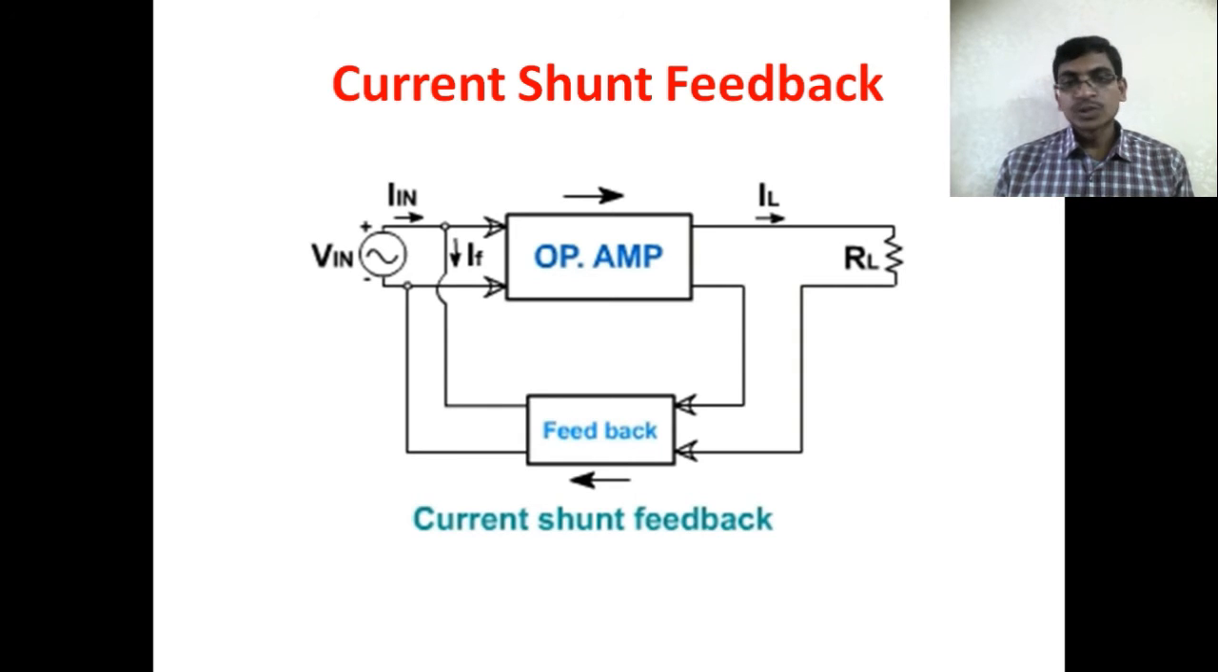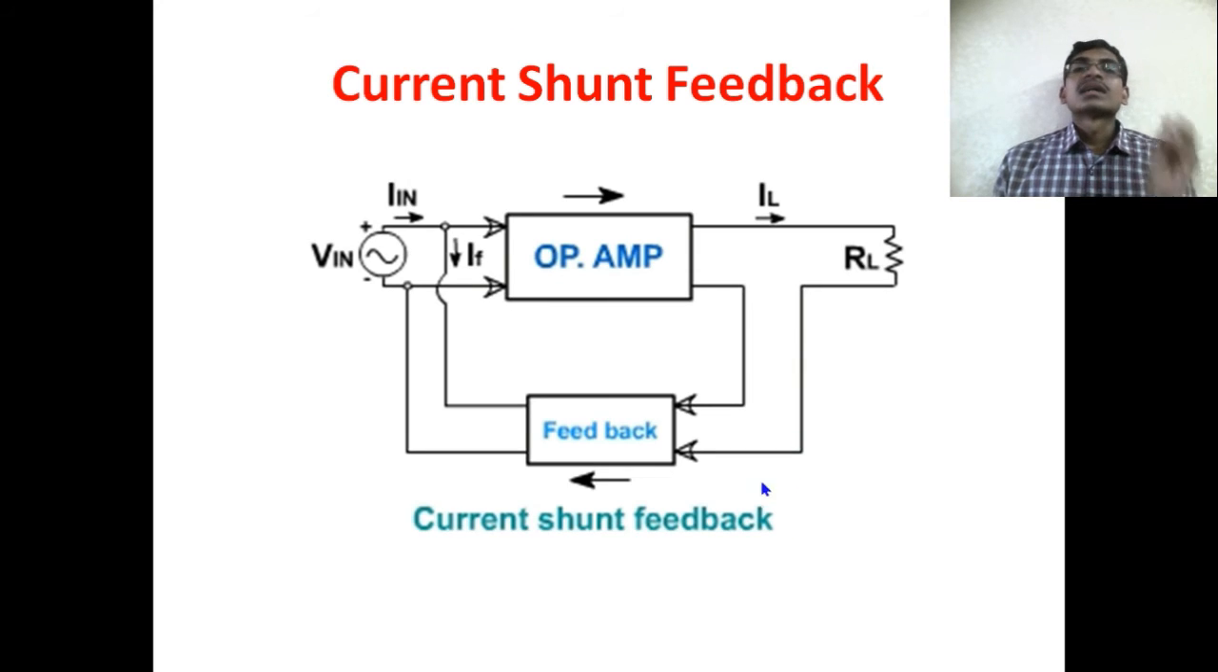We can sample the load current IL, and the mixing is a shunt mixing, which means that we are mixing the current. IN is one current and IF is the feedback current generated in the feedback section. In this node, we are connecting the input current and the feedback current in parallel. Therefore, at this node, the input current and feedback current both will get added. The direction of IF depends upon whether the feedback signal is in phase or out of phase, which means whether it is positive feedback or negative feedback. After adding these two currents, we get the input current for the operational amplifier, II.